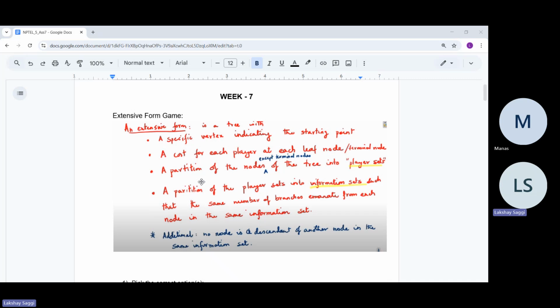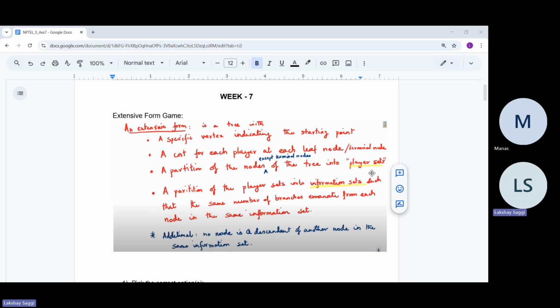So, a partition of the player sets into information sets. Every player has a player set, which means the nodes at which that specific player is going to play. Suppose player one has some set of nodes which correspond to where player one has to play something. But now this set of player one's nodes will again form a partition of information sets.